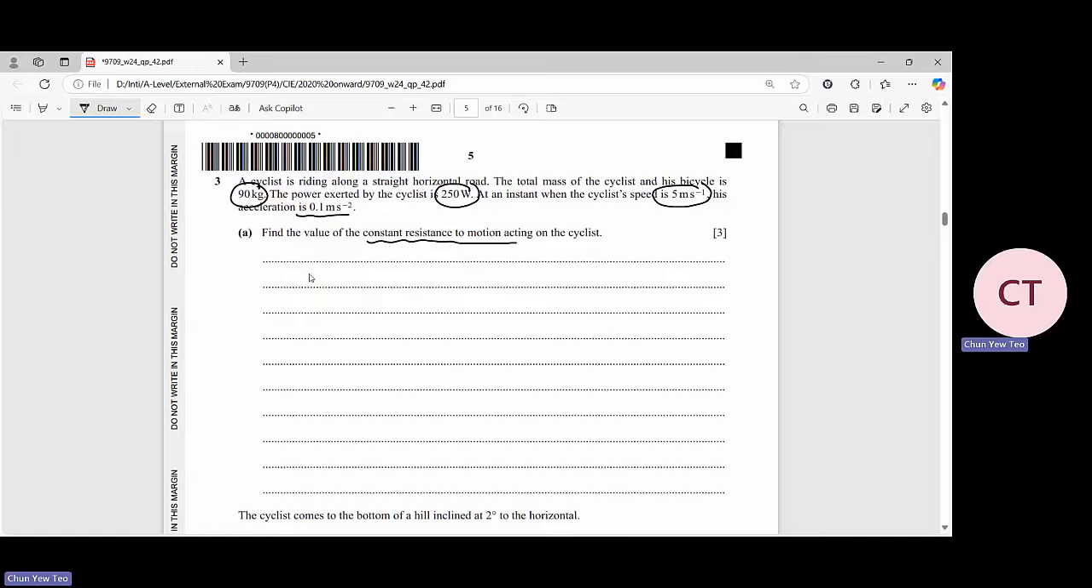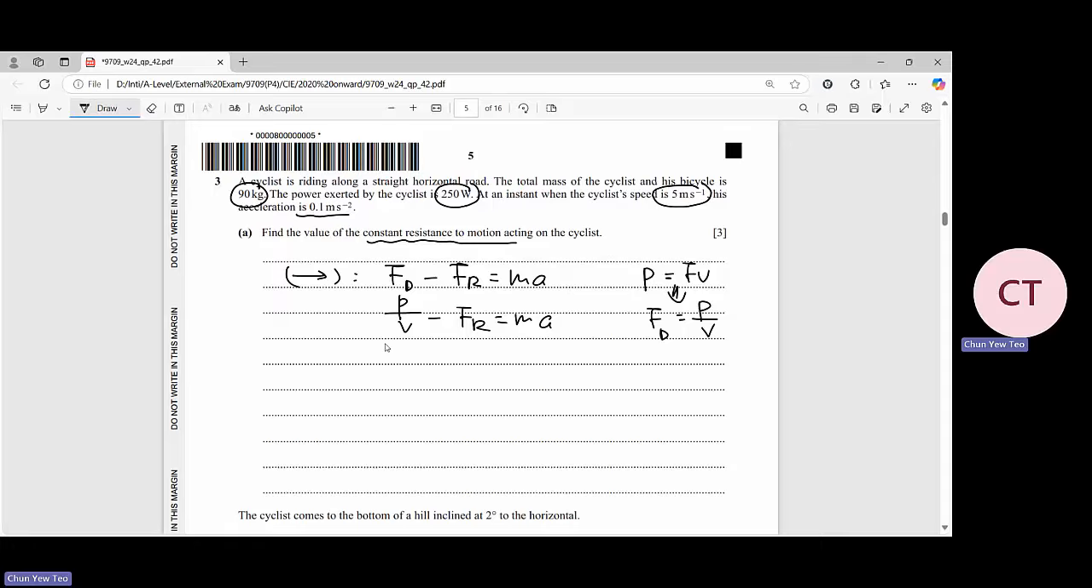Okay, so we are moving on a horizontal road, so we resolve the forces horizontally. We have the driving force minus the resistance force equals ma. We should know that the power is Fv. Okay, the formula for power is Fv, which means we can make the force become P over v. That is your driving force. So I change this to P over v minus the resistance force equals ma.